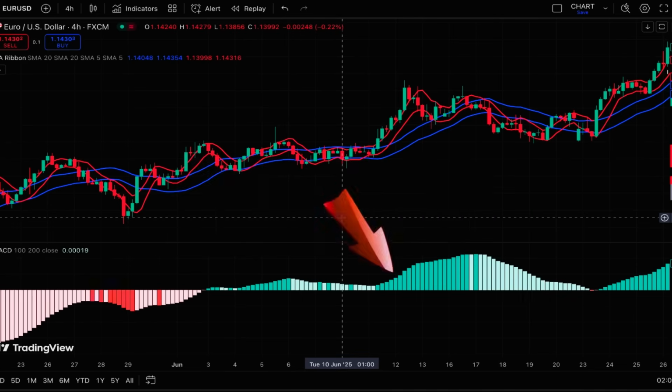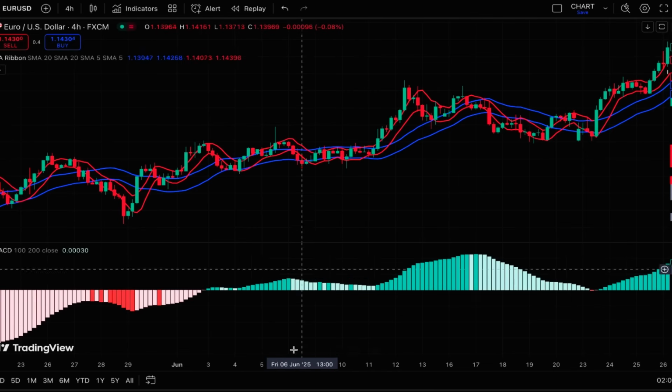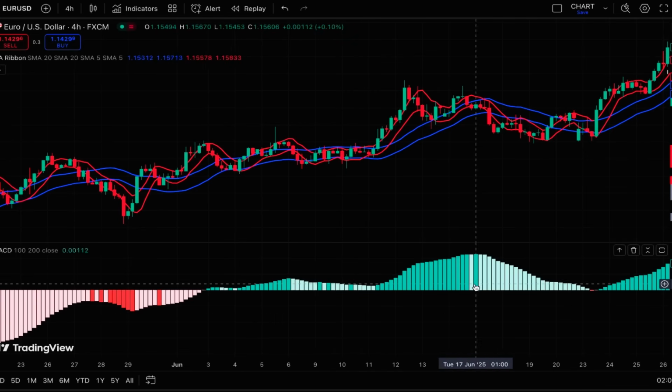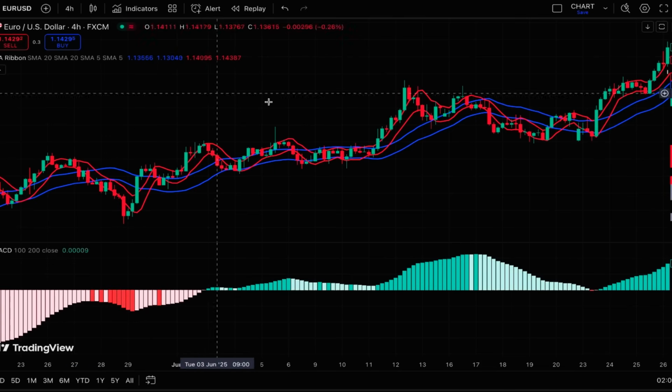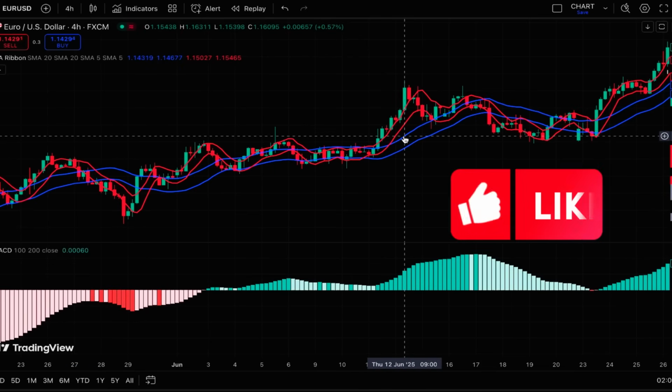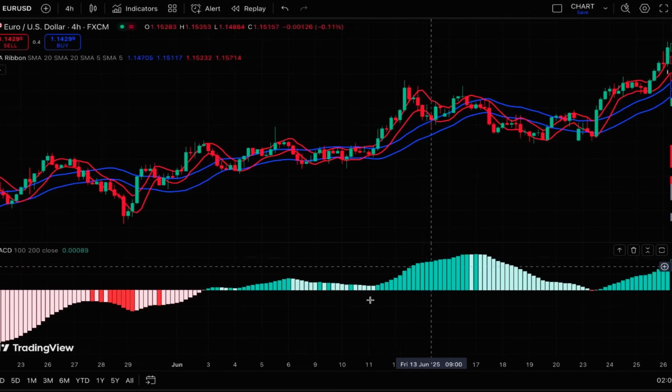First of all, MACD is going to help us with identifying the trend of the market. Very easy. When it is above the center line and green, the market is trending up, and when it is below the center line and red, the market is trending down. And then with the help of these moving averages, we look for trading opportunities that are in the same direction as the current trend of the market.